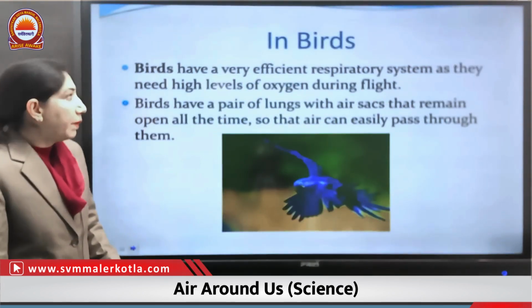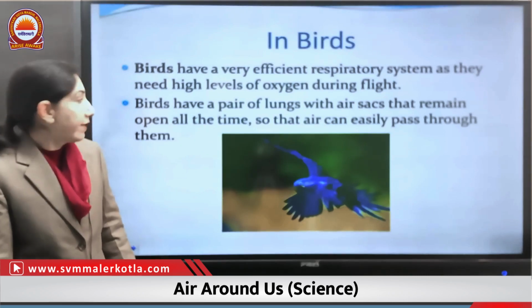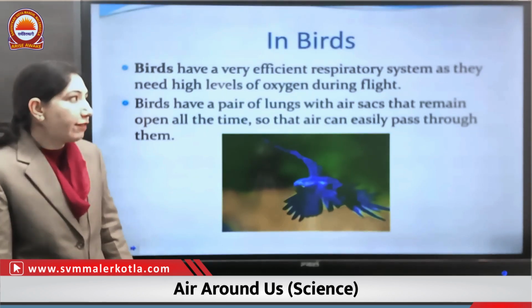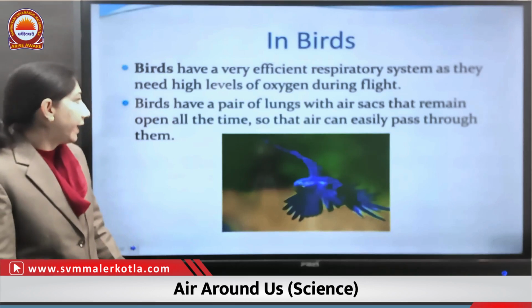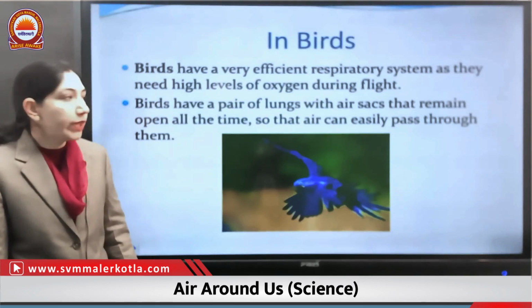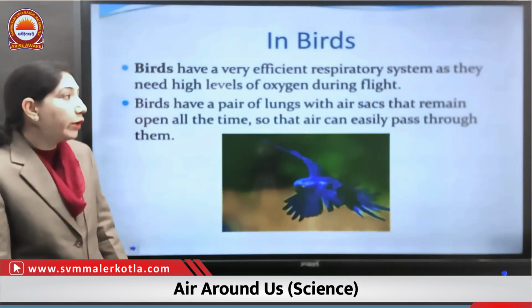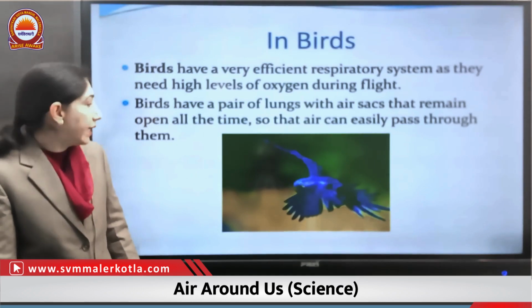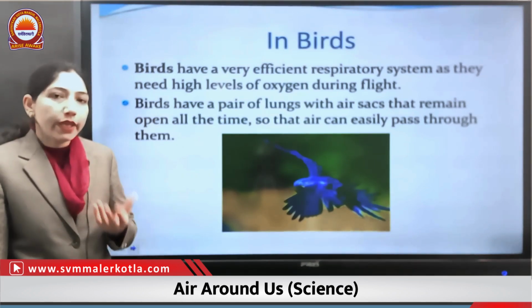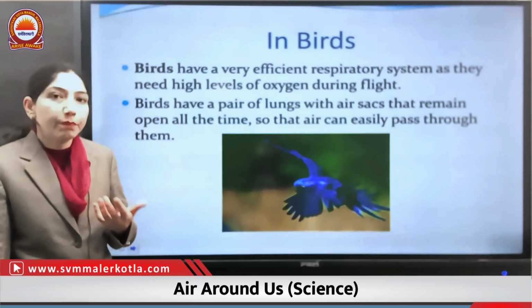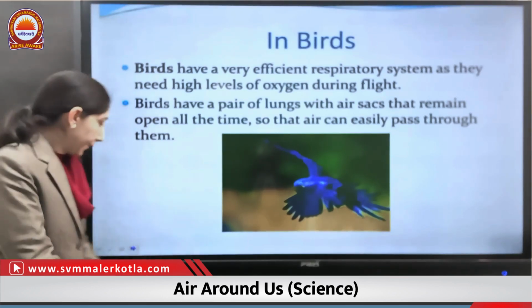Birds have a very efficient respiratory system as they need high levels of oxygen during flight. Birds have a pair of lungs with air sacs that remain open all the time so that air can easily pass through them. So air also helps in the movement of birds so that they can fly.